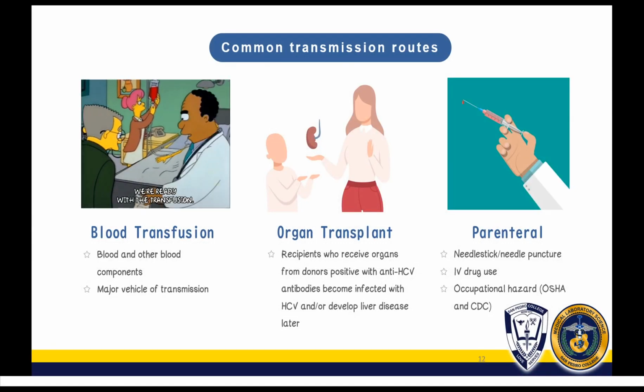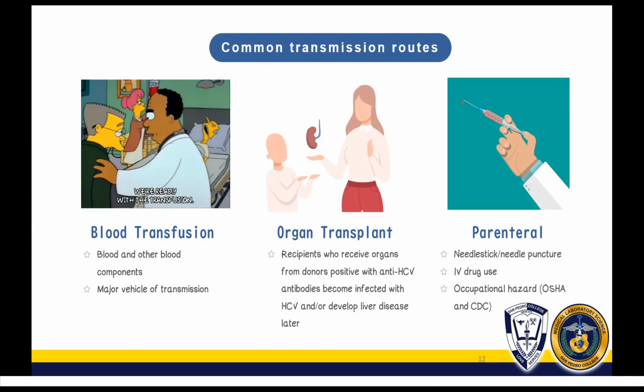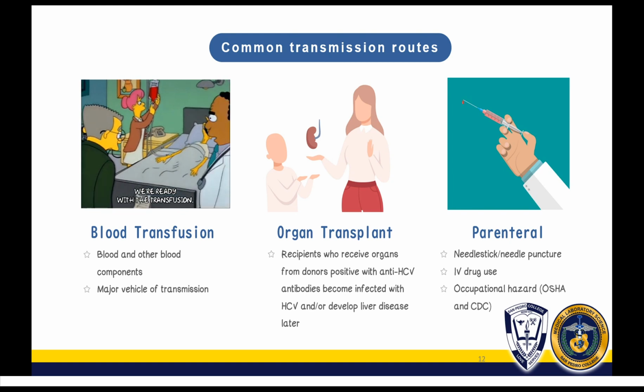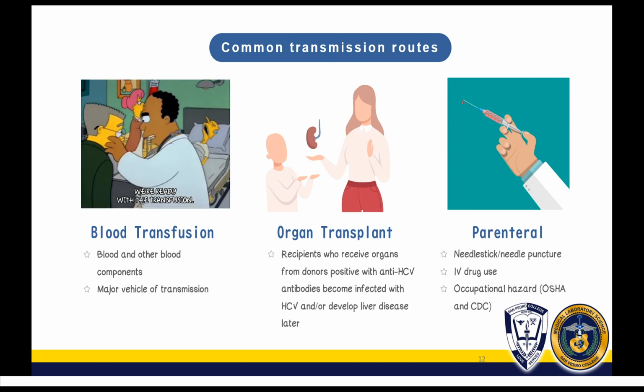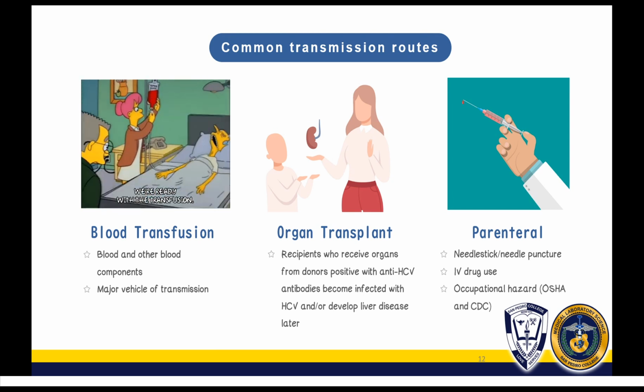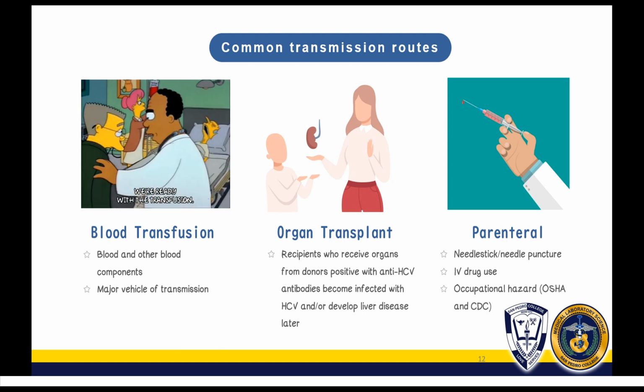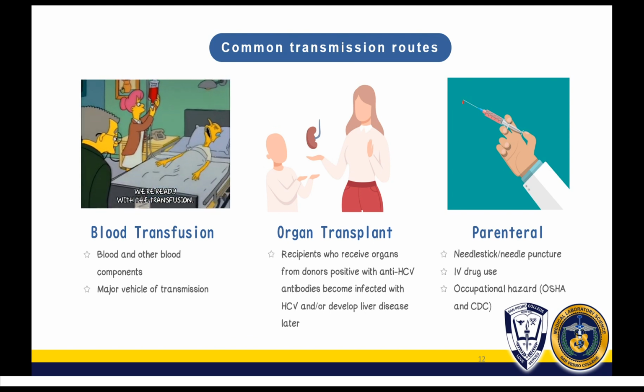Transmission routes of hepatitis C include blood transfusion. Again, blood is a major vehicle of transmission for hepatitis C. That is why, in terms of transfusion, we do screening of blood and blood components for hepatitis C. Organ transplant. Before organ transplantation, donors are also screened for hepatitis C.